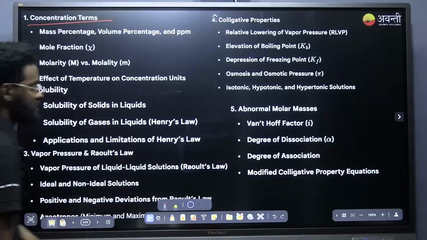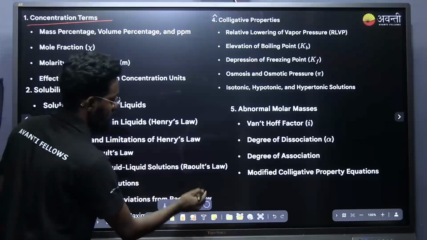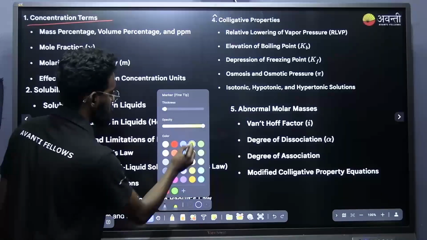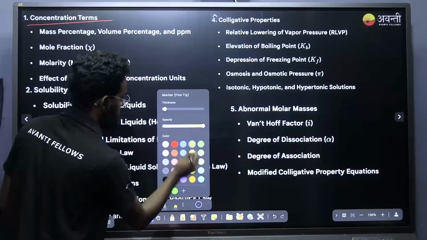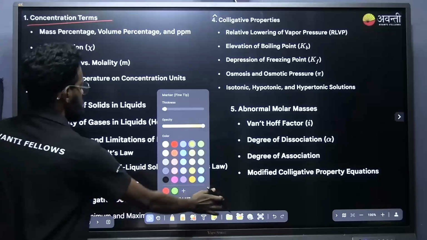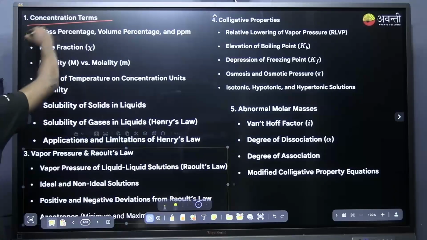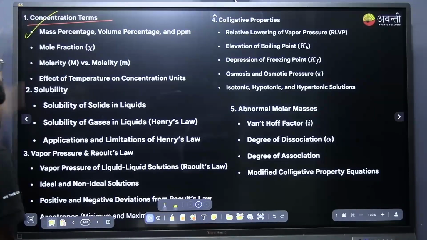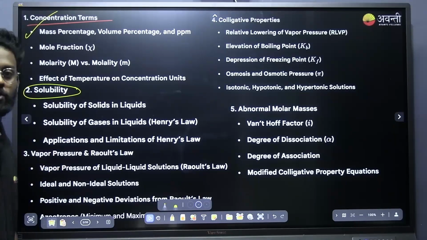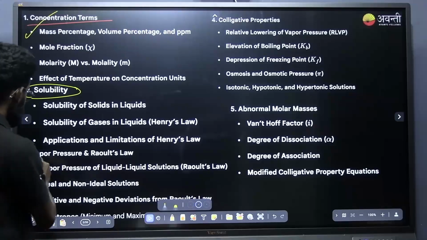First one is concentration terms, but I am so sorry students, I won't be covering this topic. Why won't I be covering? Because I have already covered this in the mole concept chapter. All these things I have covered in the mole concept, so I won't be covering this particular portion. Next I will be covering solubility.